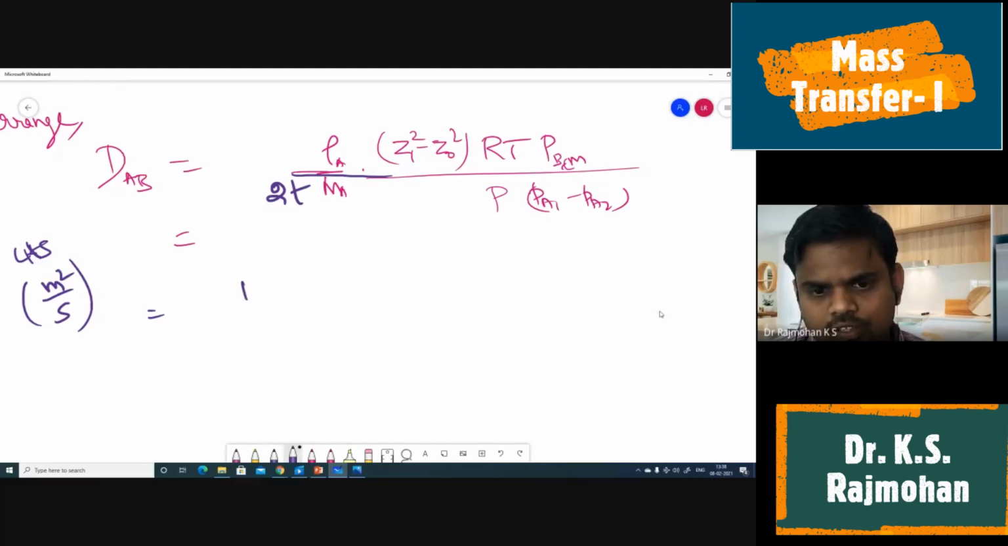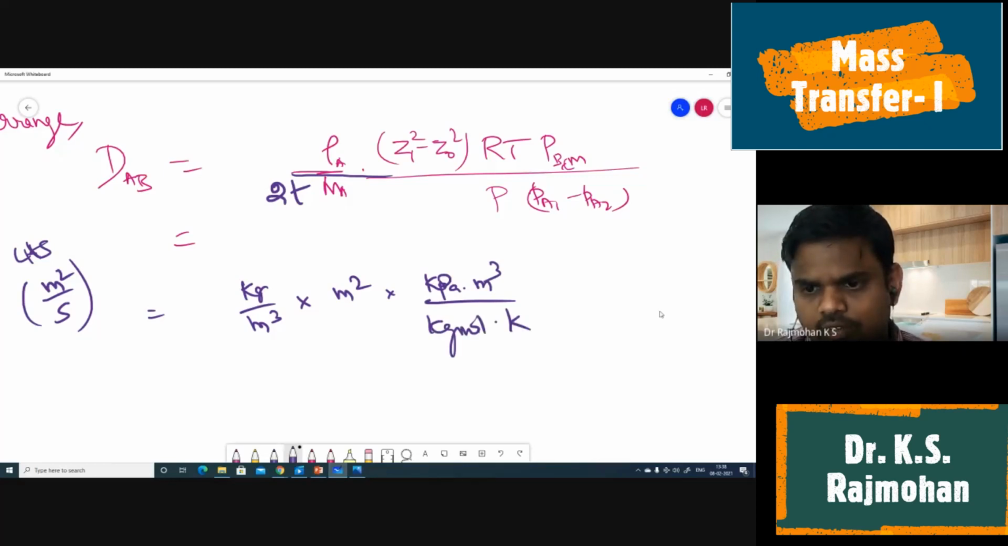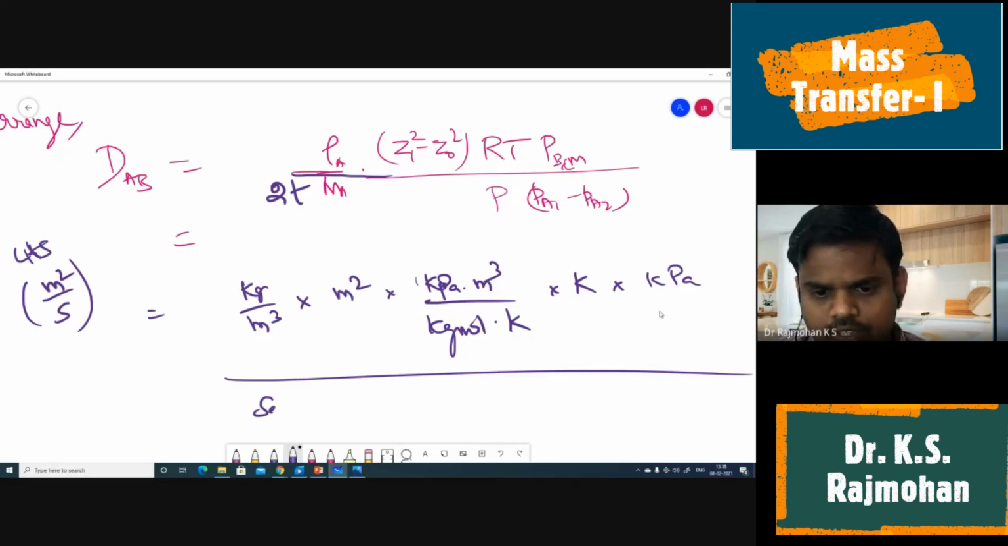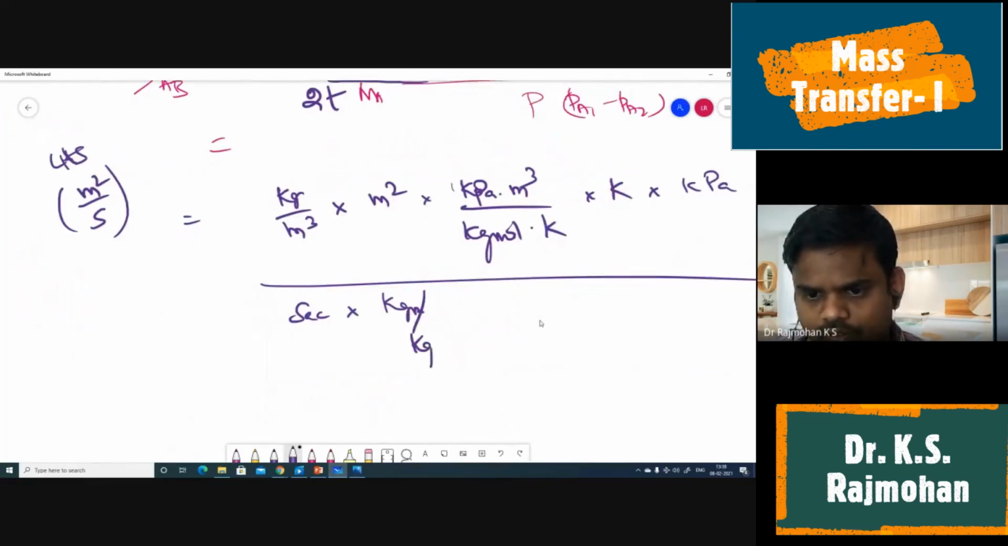Density unit is kg per meter cube. Z is meter, so Z square is meter square. R value we know, kilopascal meter cube per kg mole Kelvin. Temperature is Kelvin. Pressure, average pressure, let us substitute kilopascal, because R value we are substituting in kilopascal. Time is seconds. Molecular weight is kg per kg mole. Into pressure in kilopascal, and again pressure difference in kilopascal. Check whether all the units get cancelled or not.